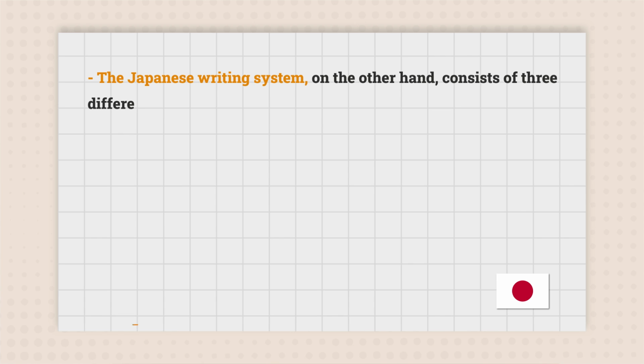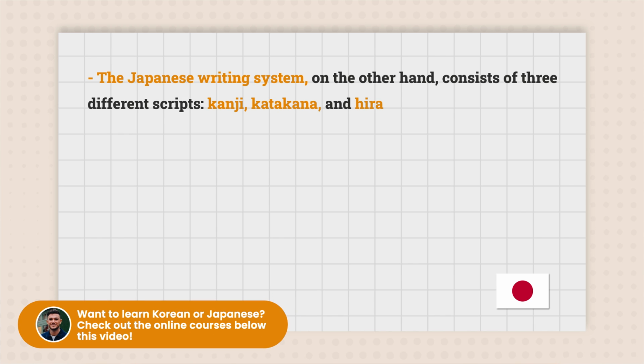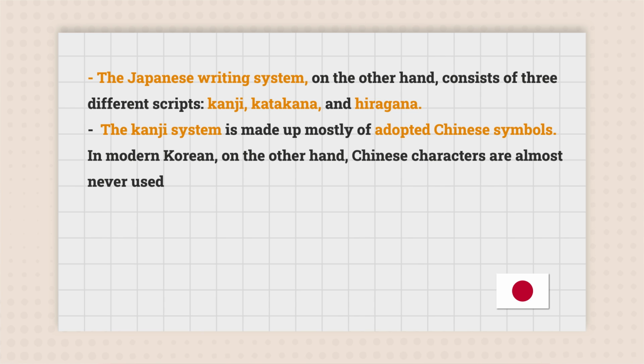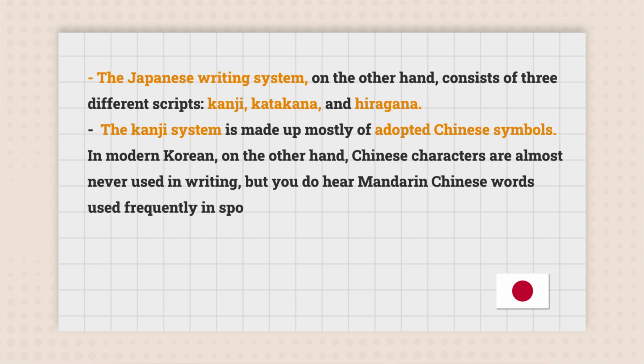native pronunciation. The Japanese writing system, on the other hand, consists of 3 different scripts. These are Kanji, Katakana, and Hiragana. The Kanji system is made up mostly of adopted Chinese symbols. In modern Korean, on the other hand, Chinese characters are almost never used in writing, but you do hear words of Chinese origin used frequently in spoken Korean.